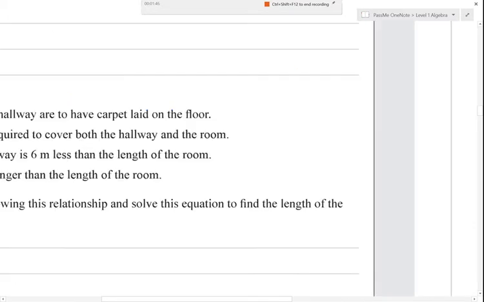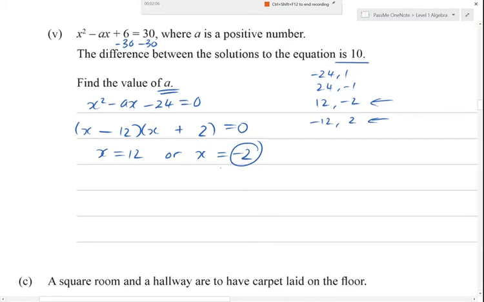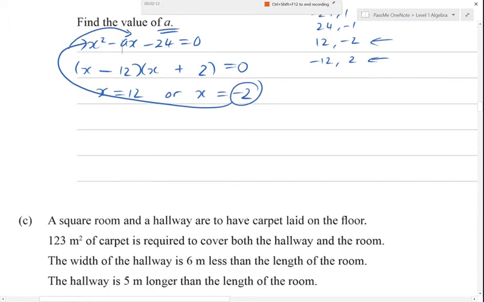And so our two solutions are x equals 12 or x equals negative 2. Now the question is actually asking for the value of a, so we need to put these values back into our original equation to see what a is. I'm going to put in negative 2 because it's a little bit smaller, so it's going to be easier to work out, and I'm going to put it in for both of those x values.